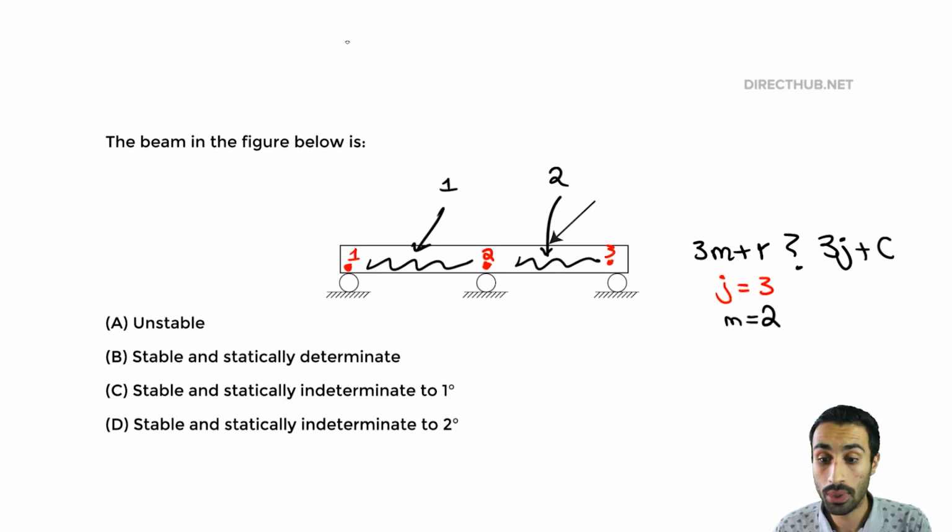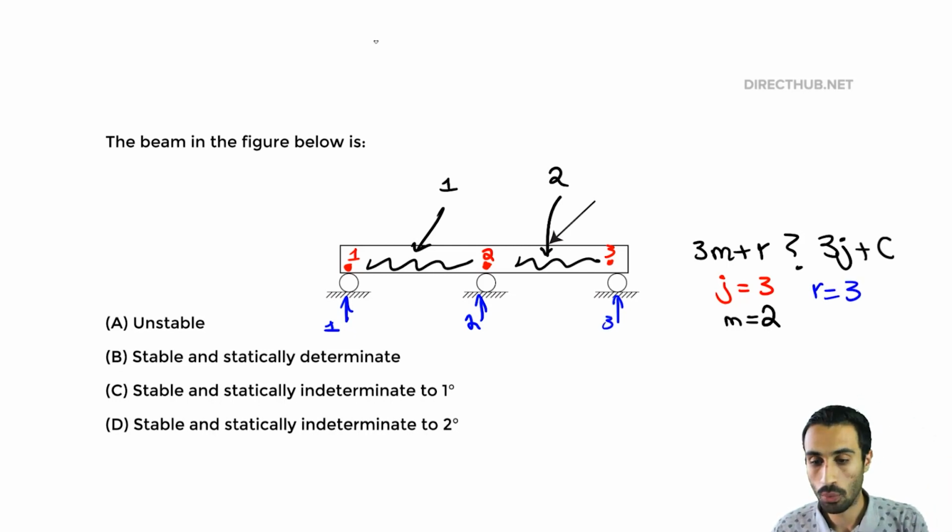And then we know the m, r, j. So we need the r value. R is going to be 3, right, in this. So 1, 2, 3. And this one is just the vertical reactions, 3. And one last thing is going to be c. Do we have a c value in this one? We have no internal hinge? No, right? c is going to equal 0, so we just eliminate that.